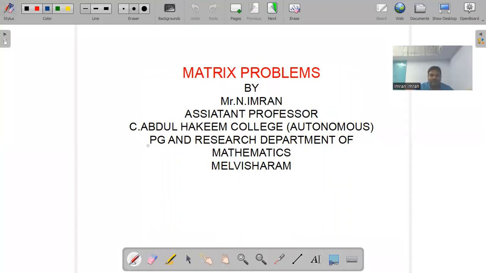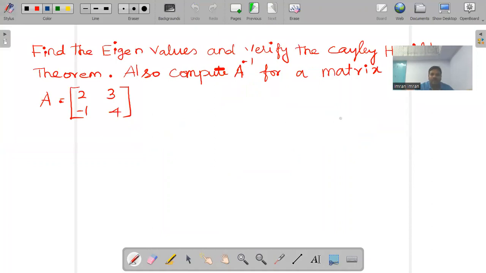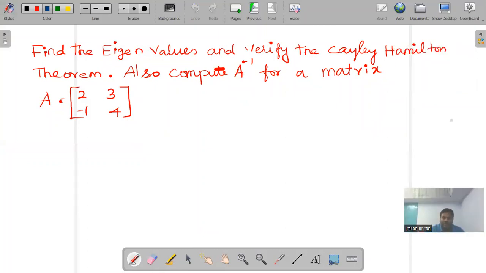Problems on matrix using Cayley-Hamilton theorem. Okay, the question is: find the eigenvalues and verify the Cayley-Hamilton theorem, and also compute A inverse for the matrix A equal to 2, 3, minus 1, 4. The first row consists of 2 and 3. The second row consists of minus 1 and 4.